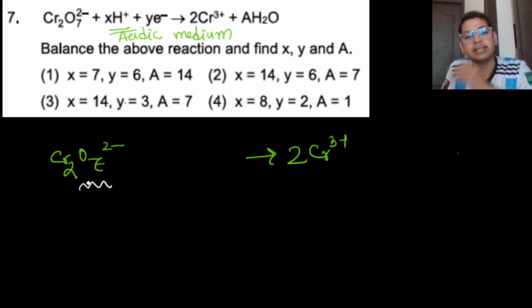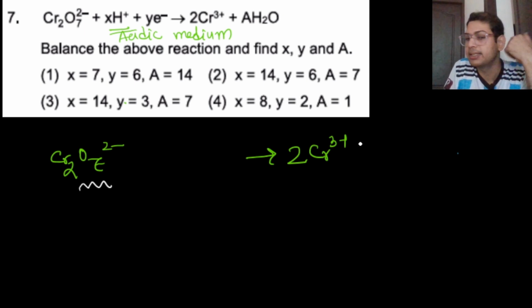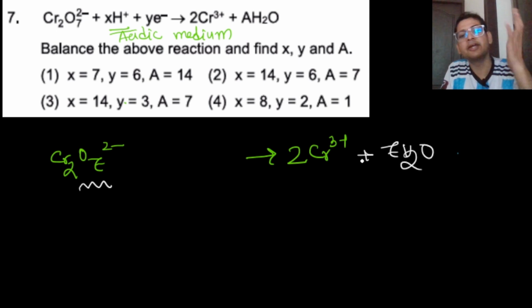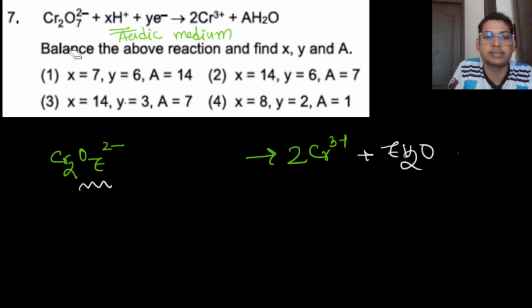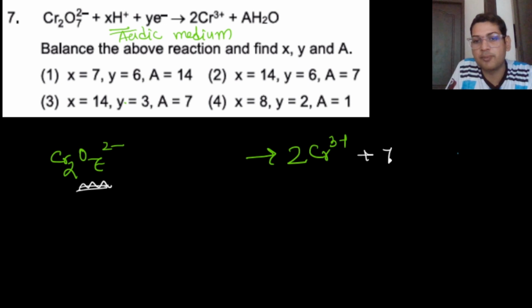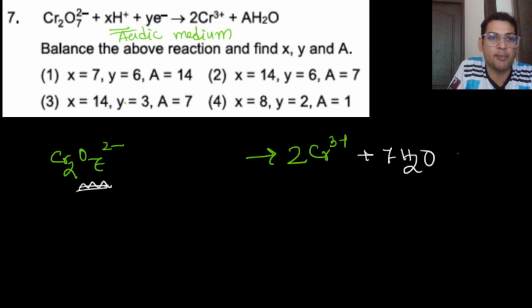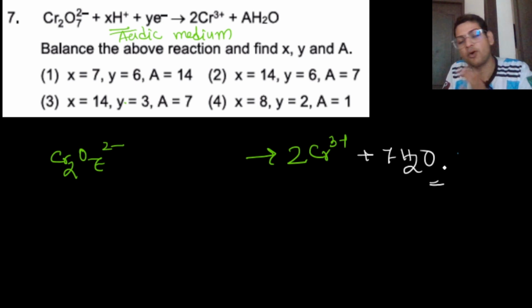Sir, on the left hand side 7 oxygens are there, but on the right hand side there is no oxygen. Sir, what will I do? Okay, no problem. Just add 7 H2O. Sir, should I add oxygen? No, you cannot add oxygen. You have to add water. Okay, sir, and why 7? Because 7 oxygens are extra here, so you have to add 7 water, the same amount. Okay, sir, this is good, because now I am having 7 oxygen on the right hand side also.